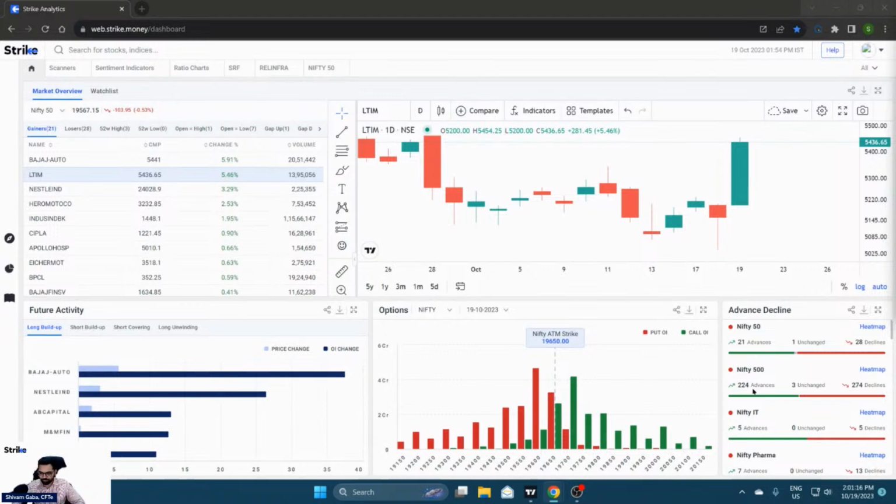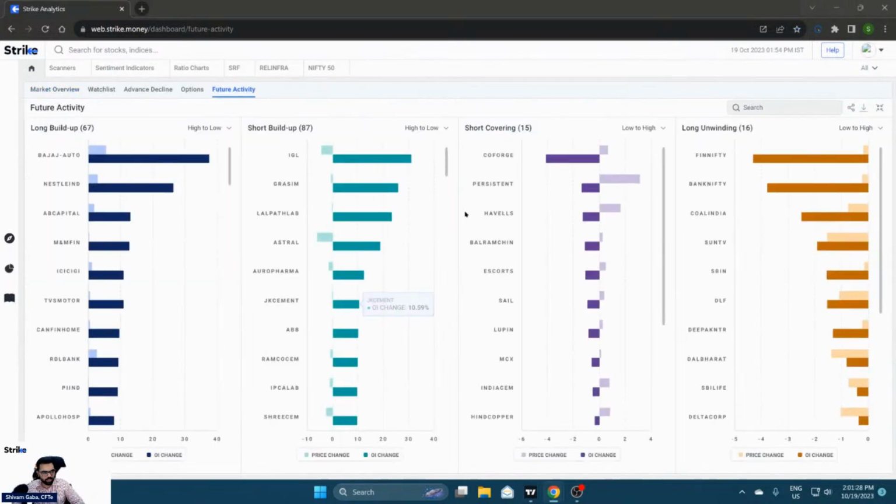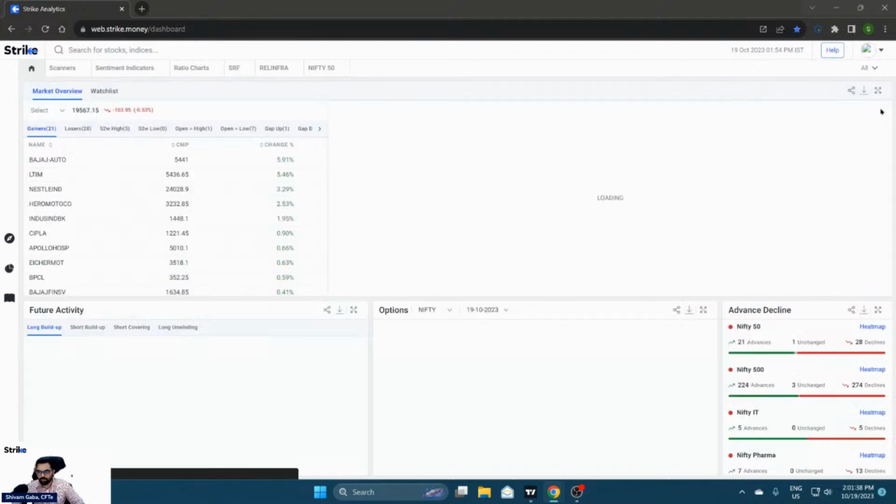So, looking better than yesterday, but we did have a gap down opening and we have seen some recovery from the lows at the open. So let's see. Let's wait it out. And even the FNO activity today looks mixed. 67 long buildup and 87 short buildup stocks. Rest of them are equally divided into short covering and long unwinding.